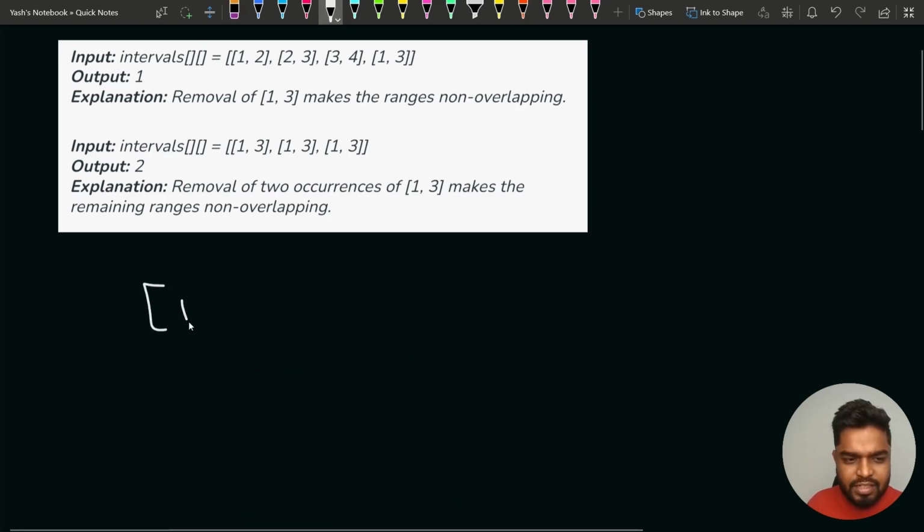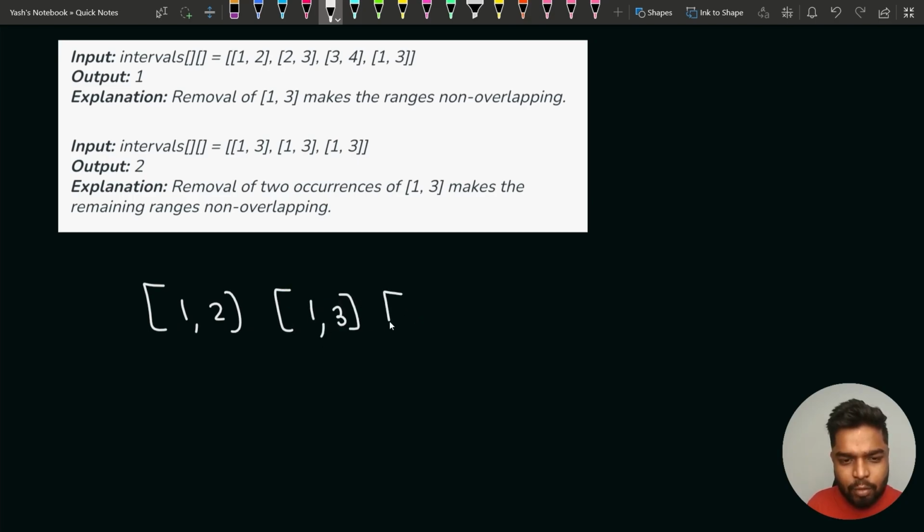So the first test case is basically 1, 2. Then we have got 1, 3 also. Then we have got 2, 3. I'm writing this in the sorted format of ascending order. Why? So that we can iterate through the intervals from the starting till the ending in a number line format. Then we have got this interval.